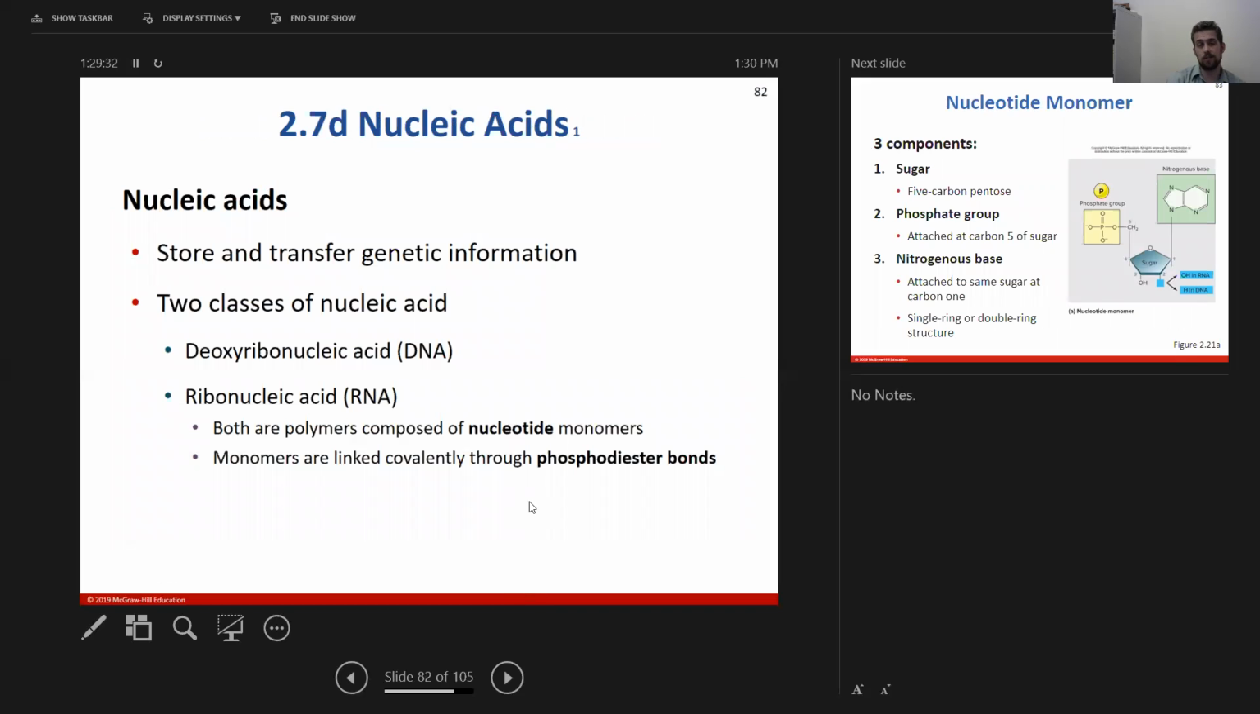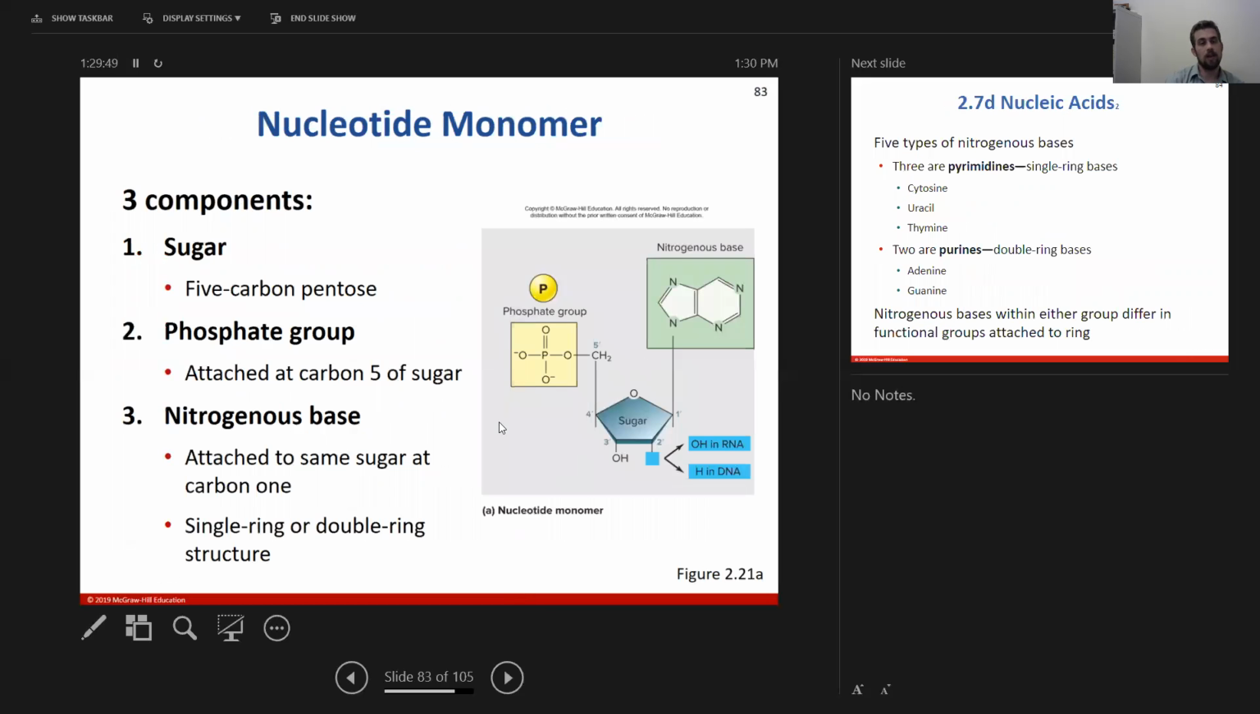Then we get to nucleic acids, the third one. Nucleic acids are nice and simple. They store and transfer genetic information, pretty much. That's pretty much what they're used for. You've got two classes, deoxyribonucleic acids and ribonucleic acids. Both of them are storing genetic information. In this particular molecule, you're going to see these three components: a sugar, a phosphate, and a nitrogenous base. We don't need to really go into that in a whole lot more detail.